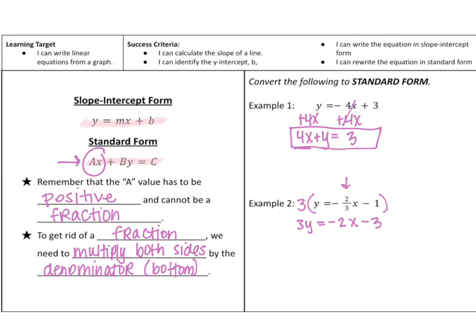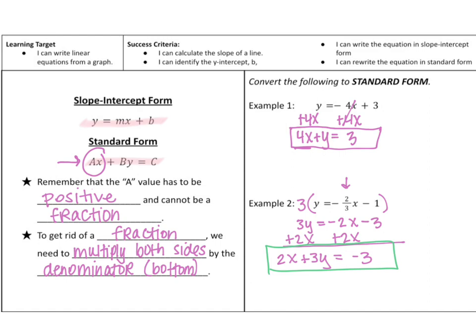Now we're going to add 2x to both sides. And we're going to end up with 2x plus 3y equals negative 3. Again, our a value is positive. It's not a fraction, so that's our final answer.